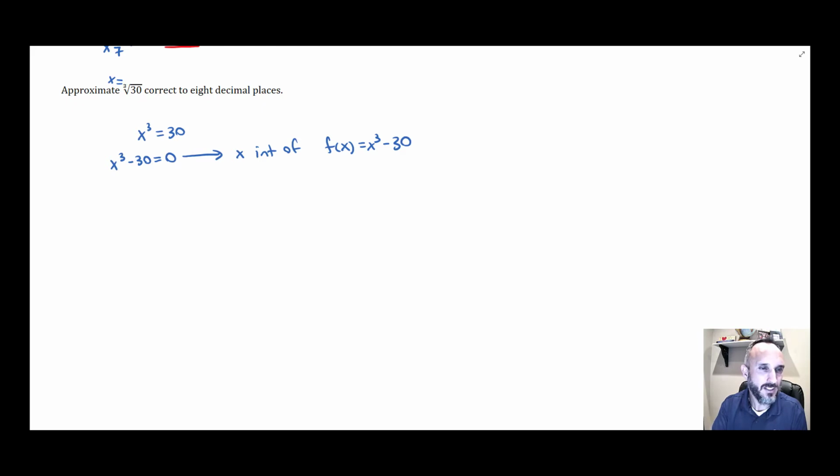So, if we want to use Newton's method, the first thing we need is an initial approximation. We need an x1. So what's a simple number that we know is pretty close to 30, or pretty close to the cube root of 30?